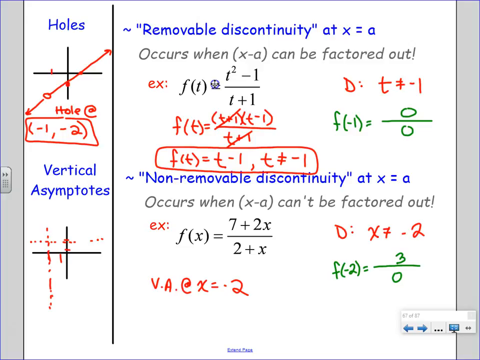Is there very much going on? I have a vertical asymptote at -2. I cheated and I put a horizontal asymptote at +2. We'll see that and review why that's true today.